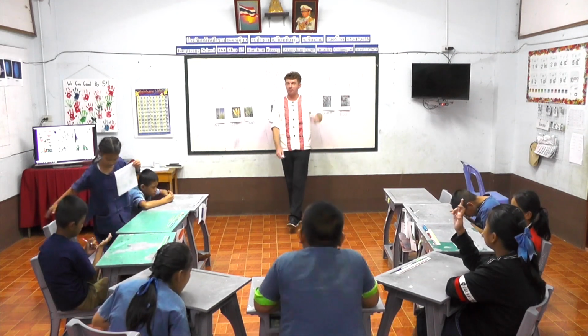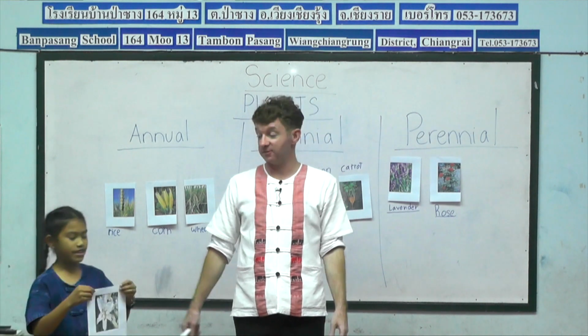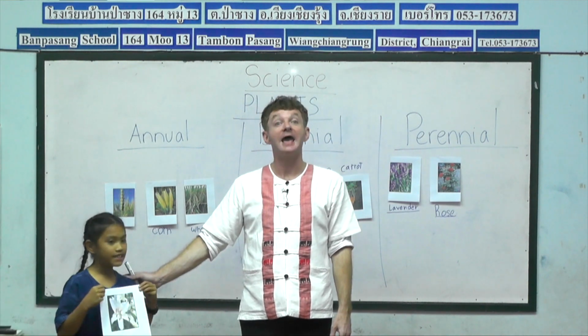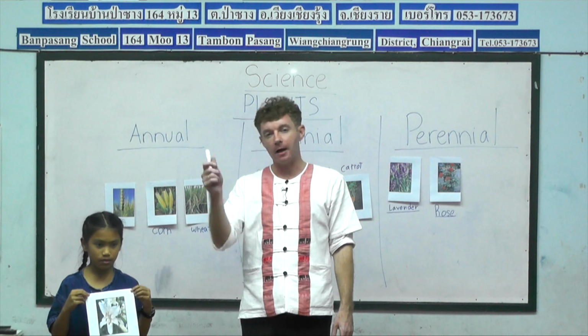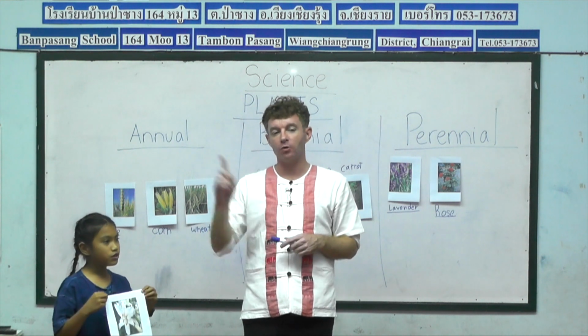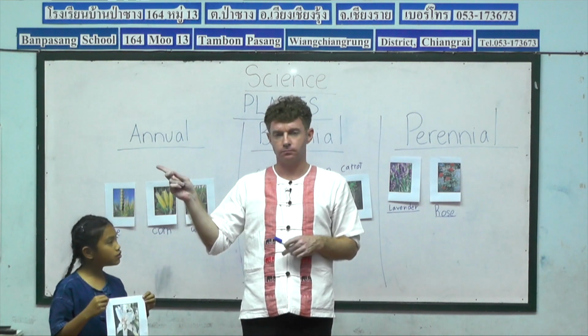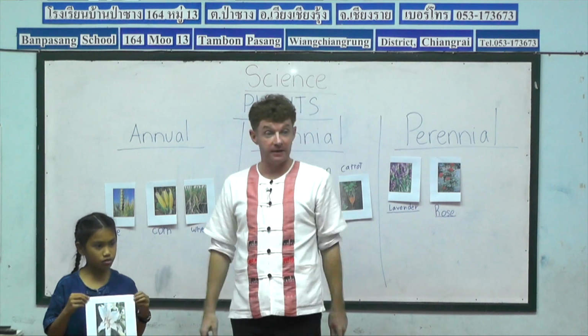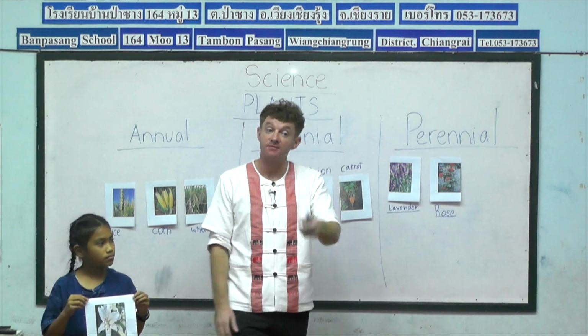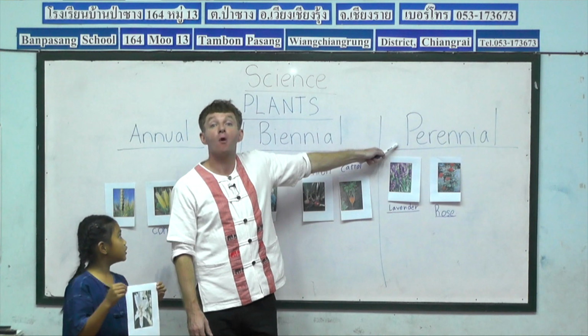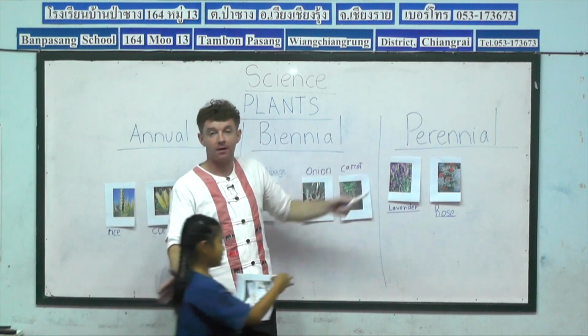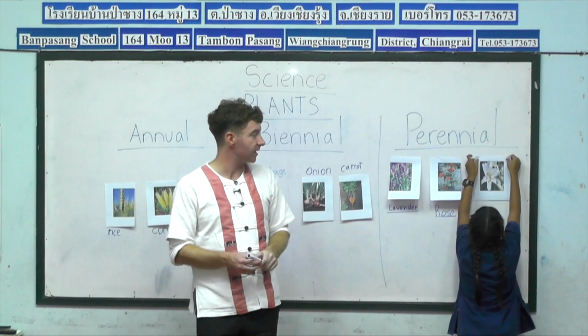So our final plant, what type of plant can we see on the flashcard? We can see a lily. Yes. Now how long do lilies live for, guys? 1 year? No. More than 2 years, Lakgao. Excellent. So that means lilies are perennial plants. And Pak Bung can place it into the correct category.